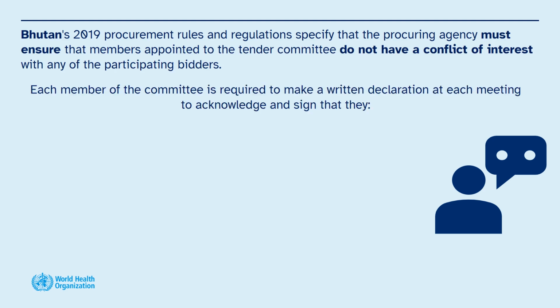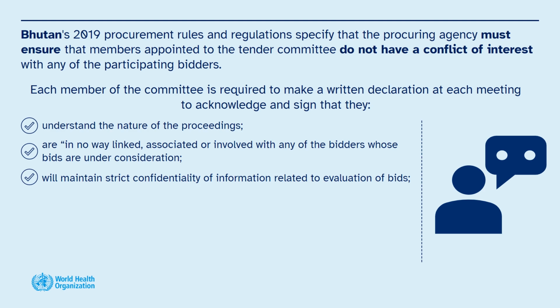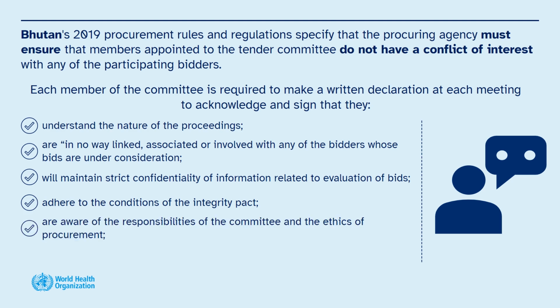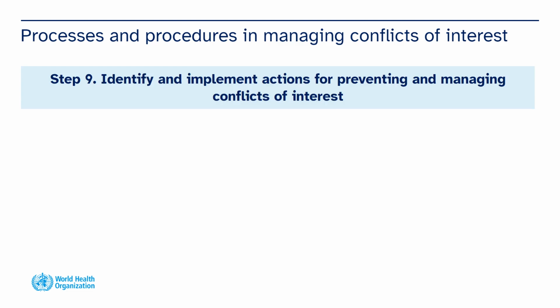Each member of the committee is required to make a written declaration at each meeting, to acknowledge and sign that they understand the nature of the proceedings, are in no way linked, associated or involved with any of the bidders whose bids are under consideration, will maintain strict confidentiality of information related to evaluation of bids, adhere to the conditions of the Integrity Pact, are aware of the responsibilities of the committee and the ethics of procurement, and will declare any conflicts of interest.